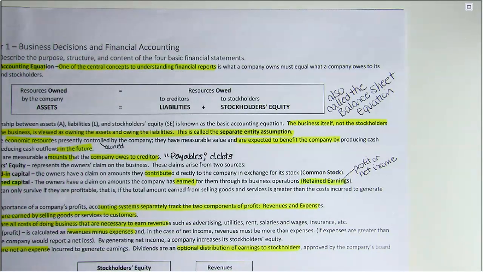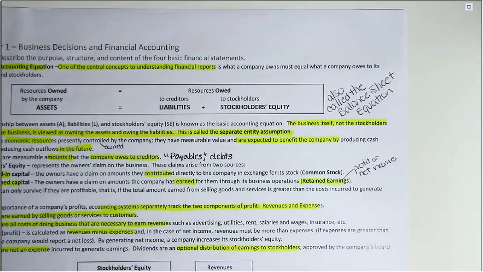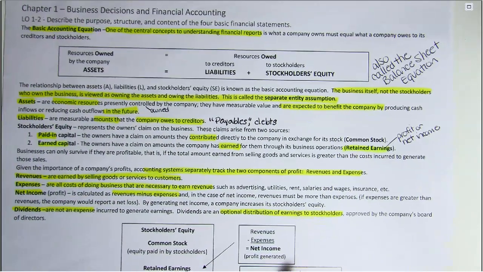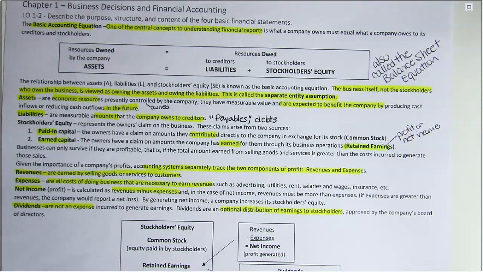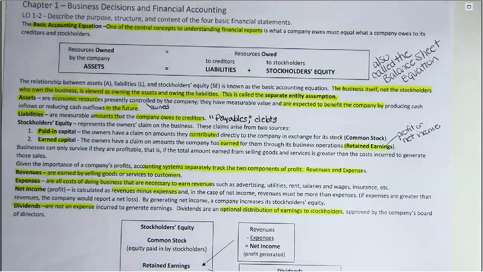Okay, so let's take a look again at the stockholders section here. We said that stockholders' equity has two parts: the amounts that were contributed by the stockholders, that's called paid in or contributed capital, and usually your stockholders give you money in exchange for common stock. The other part of stockholders' equity is the amounts that the company has earned through profitable operations, and we call those our earnings, our profit, or our net income.